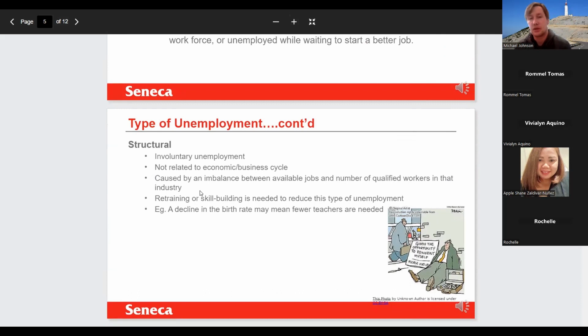Structural unemployment would be due to technology. So maybe you lost your job because there was a robot cashier. Maybe you want to be a cashier, but there's an automated cashier, so you can't be a cashier. Also, maybe you lost your job because of automation. Maybe they replaced you with a robot. That'd be structural. Anything where you're replaced by technology or economic growth, that's structural.